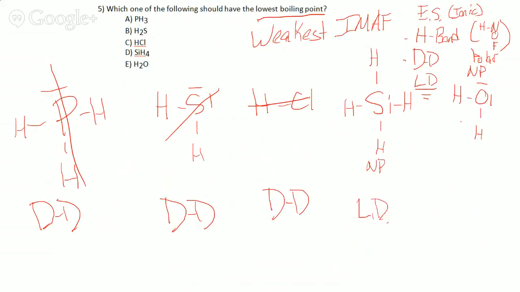And then if we take a look at H2O, it's polar, and it is that special case where it has hydrogen bonded to either a nitrogen, oxygen, or a fluorine, so it's got hydrogen bonding as its strongest attractive force. So which one of these things has the lowest boiling point? Well, the one with the weakest attractive force, which would be SiH4.